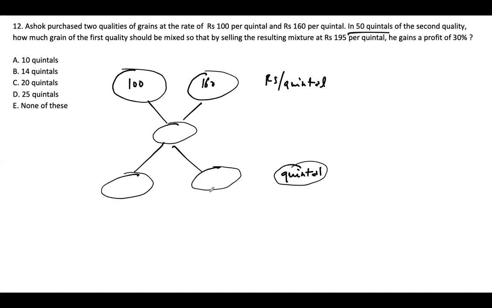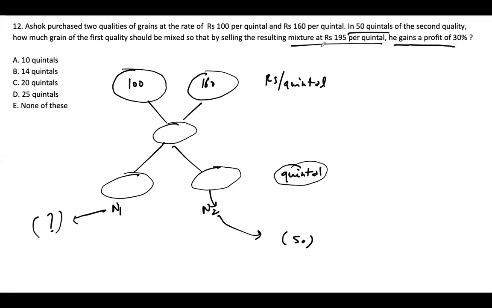If this is, let's say, sample 1, sample 2, what is the actual value of sample 2? 50. How much grain of the first quality should be mixed so that by selling the resulting mixture at rupees 195 per quintal, he gains a profit of 30%? So shall I write 195 here? No, sir. Why? Selling price.